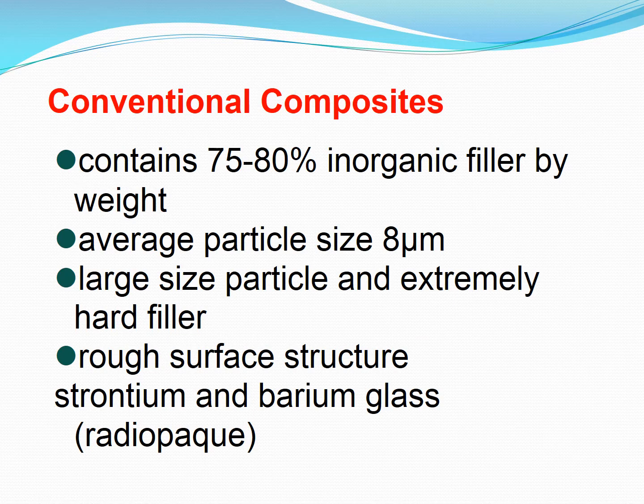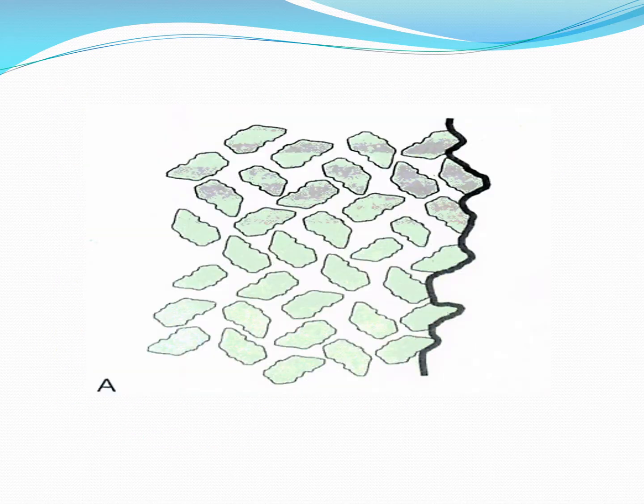Conventional composite يتكون من 75 إلى 80% inorganic filler by weight. Average particle size 8 مايكرون. تعتبر هذا السايز large size particle and extremely hard filler which gives a rough surface structure for the composite. الأمثلة عن الفيلر strontium and barium glass which is radiopaque in X-ray. مثل ما نشوف بهاي الصورة الكونفنشنال كومبوزيت والبارتيكل سايز حتكون كبيرة وتنطينا الريجولار سيرفيس أو الرف سيرفيس.